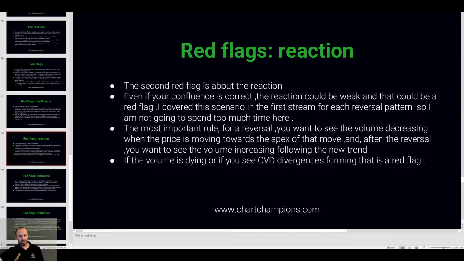If the volume is dying, or if you see CVD divergences forming, that is definitely a red flag. So let's say you're looking for a long, and you see the reaction, and you see the pattern, and you take the trade. But if on the way up you see the volume dying, and if you start to see bearish CVD divergences, in this case, that is definitely a red flag. And you know, something could actually go wrong with your trade.